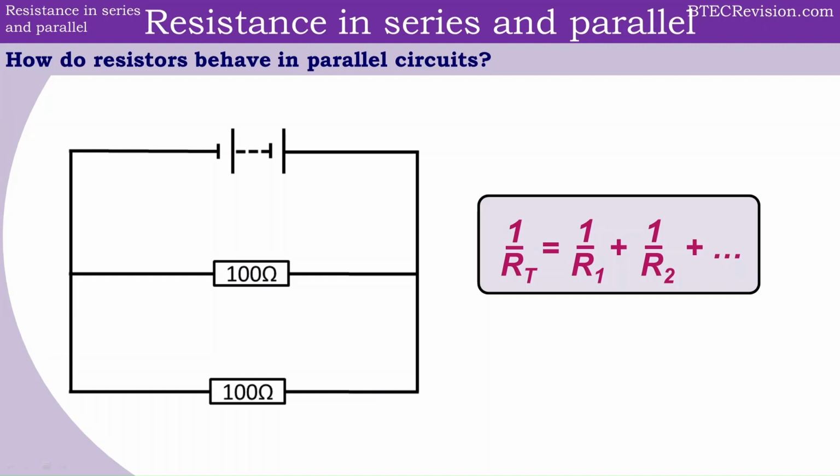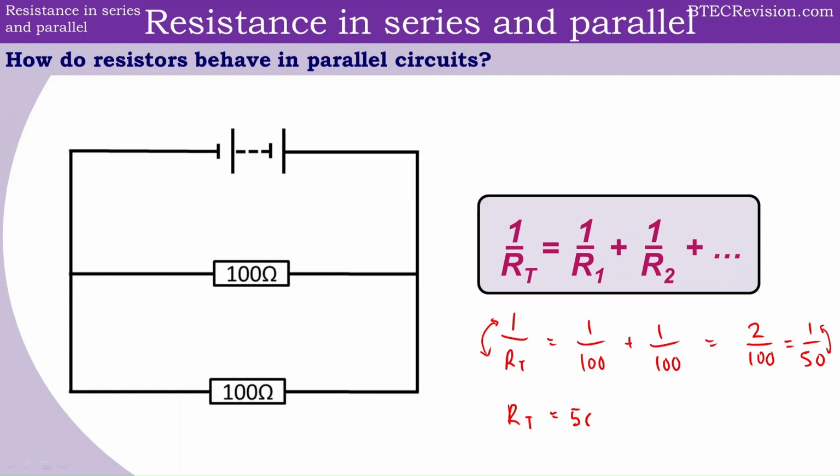So in this case, we can work out the total resistance by plugging in our values, which is 1 over 100 plus 1 over 100, which gives us a value of 2 over 100. And we can simplify this to 1 over 50. So we know 1 over the total resistance equals 1 over 50. So we can do a quick flip. The mathematical term for this is called the inverse. So that would give us a value RT equals 50 ohms.